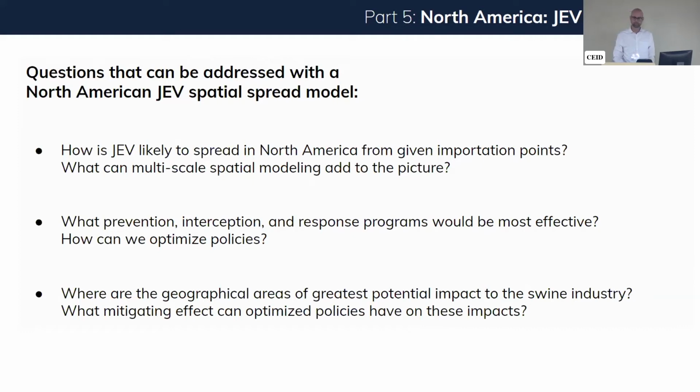North America from given importation points? If we use a probabilistic model of importation, then we can think about probabilistically what are the relevant scenarios for spread in North America. What can multi-scale modeling add to this picture? Should we do some compartmental modeling?